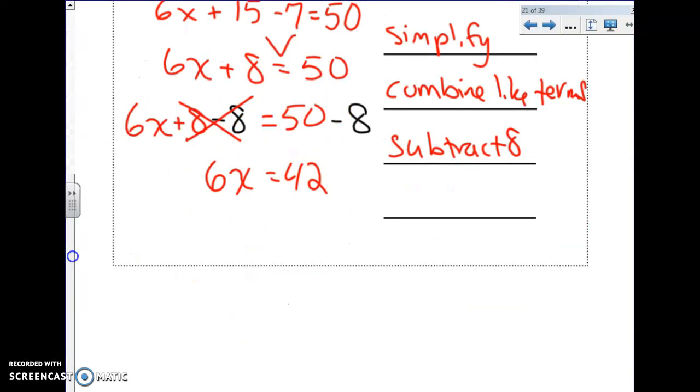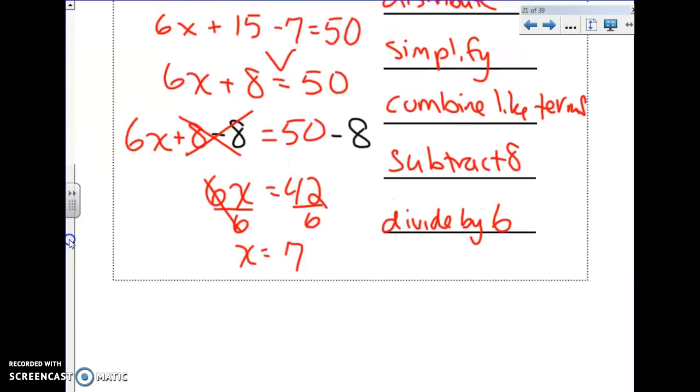And I'm not done yet because I have 6x is equal to 42. I need to find out what 1x looks like. So I'm going to divide both sides by 6. And I have finished this equation because I just have x left.